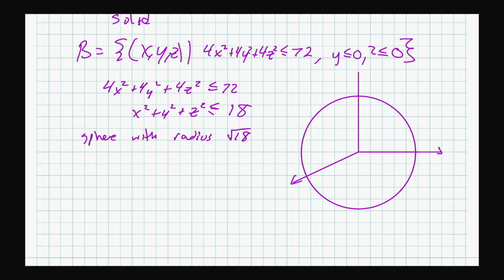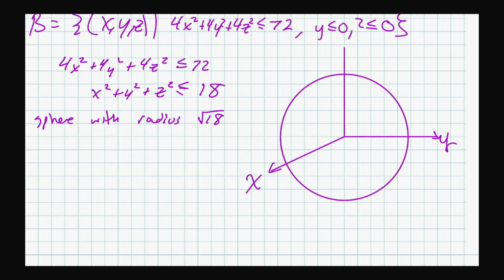Okay, so there's your sphere. But then they tell us that the y has to be negative. So actually, the y has to be negative. So if we have x here and y here, then what we're doing is we're essentially... that's not quite what I wanted. That's also not quite what I wanted, but it's close enough that I'll just take it.